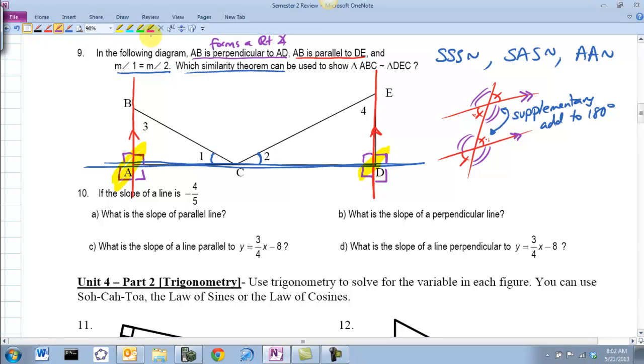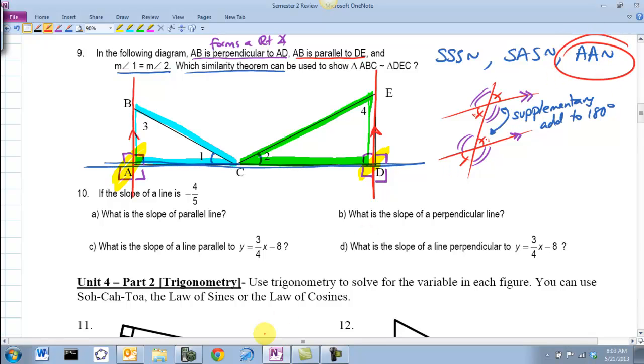Now going back to our two triangles, where I have this big blue triangle here and the big green triangle over here, now I can see that I do have a pair of angles in each one. I've got a right angle, and I've got that congruent pair of angle 1 and 2. So now I'm for sure their answer is angle-angle similarity.